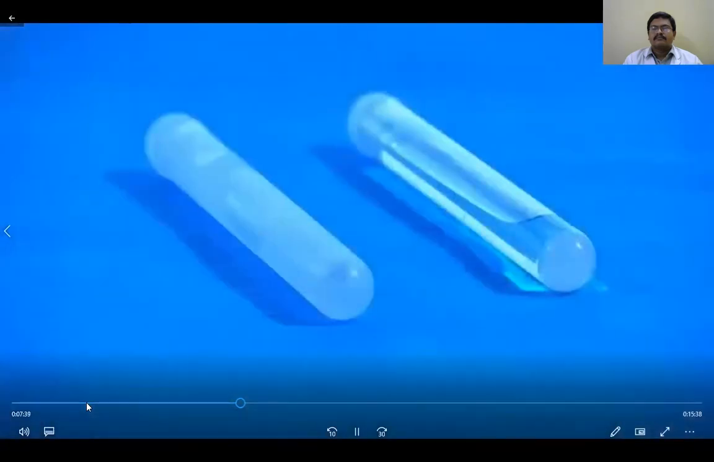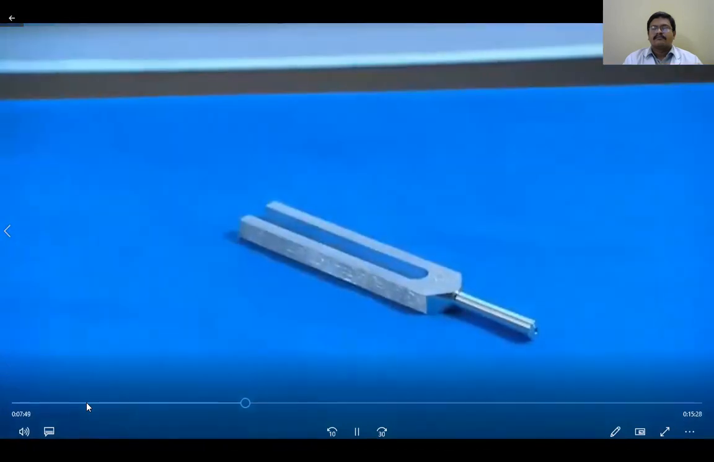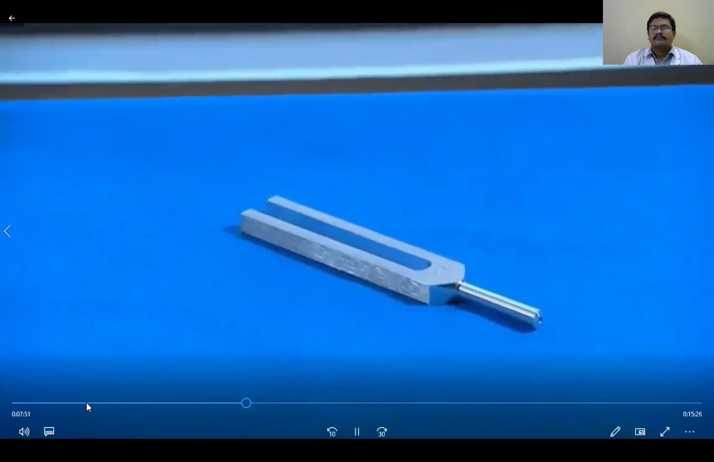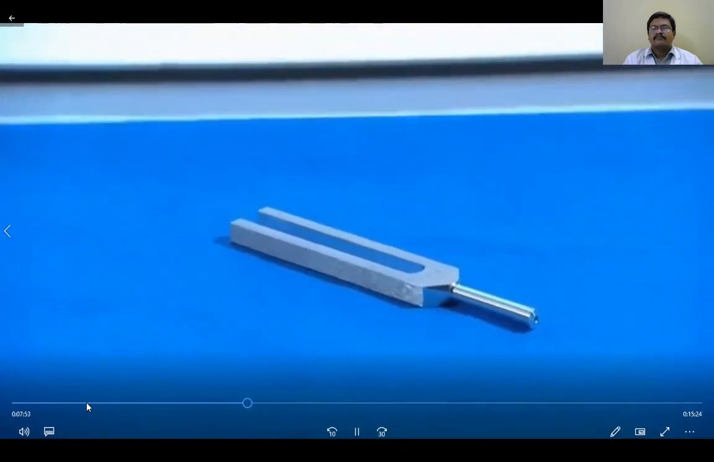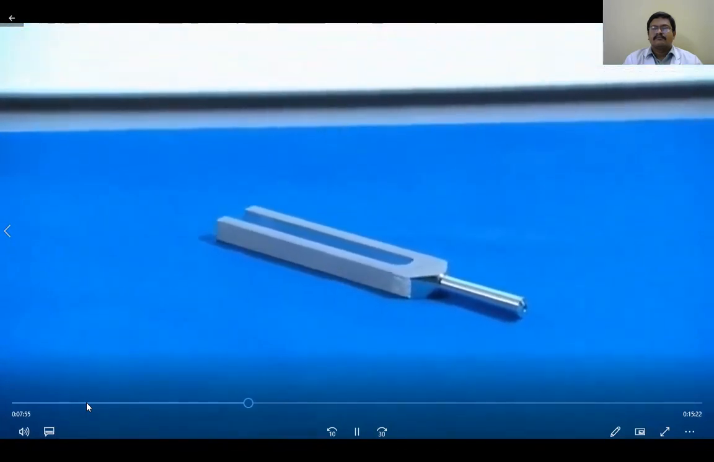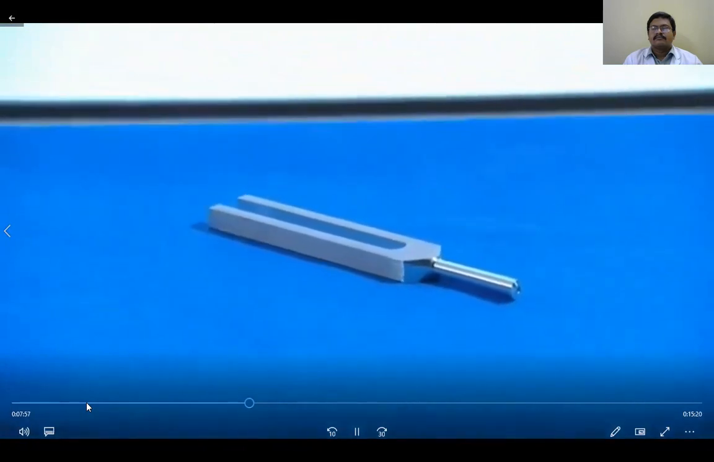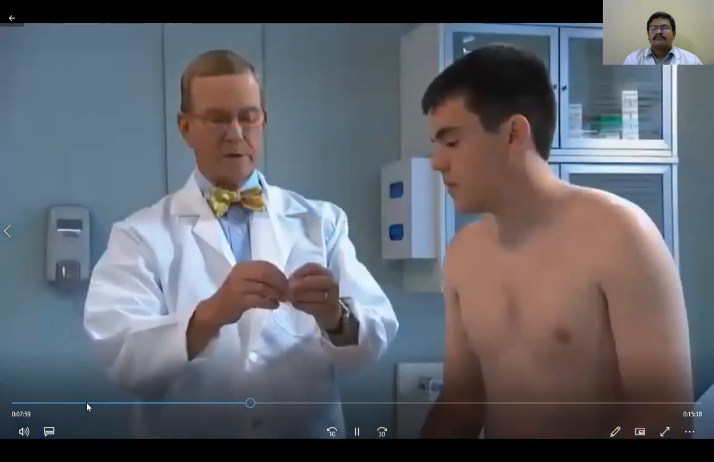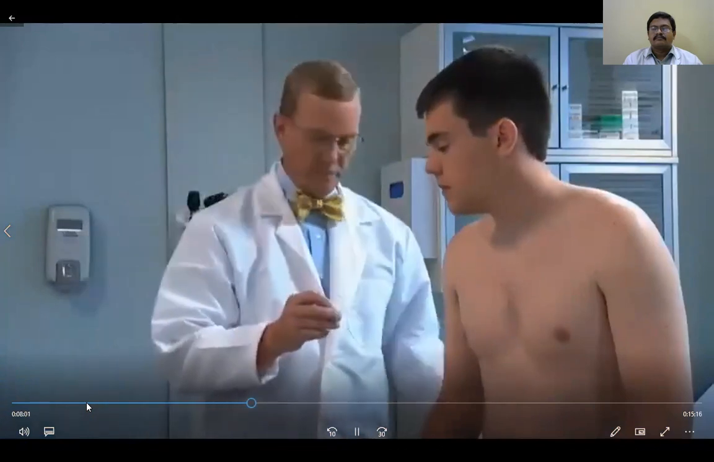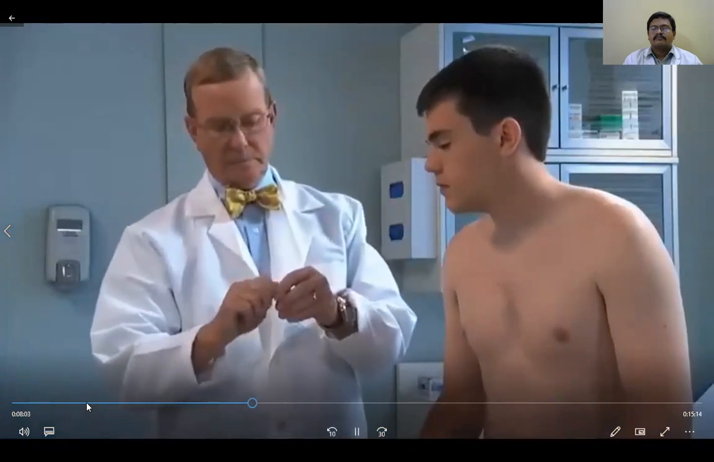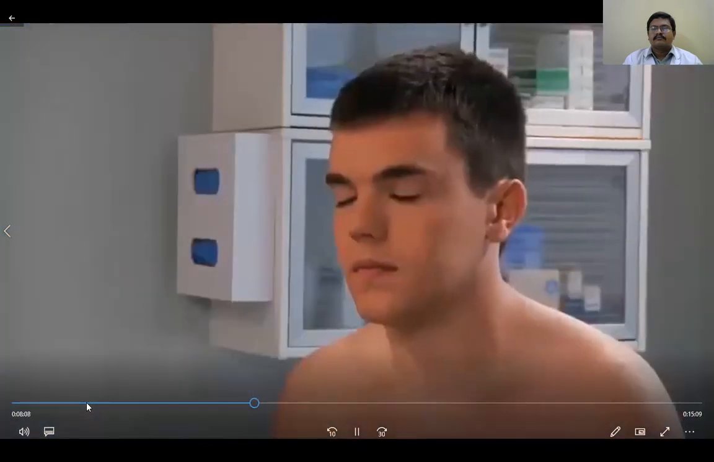If you suspect an abnormality, confirm it by testing further for temperature sensitivity by using 2 test tubes filled with hot and cold water. A tuning fork, which usually feels cold, may also be used and made warmer by running it under hot water and drying it before use. Next, test for light touch using a wisp of cotton. Ask the patient to respond whenever you touch the skin.